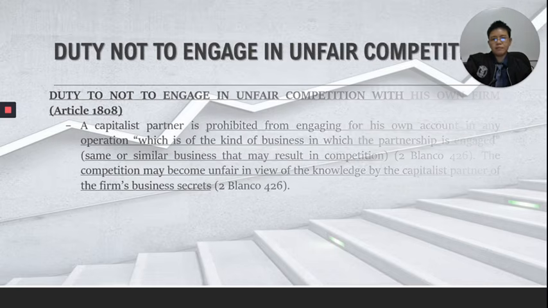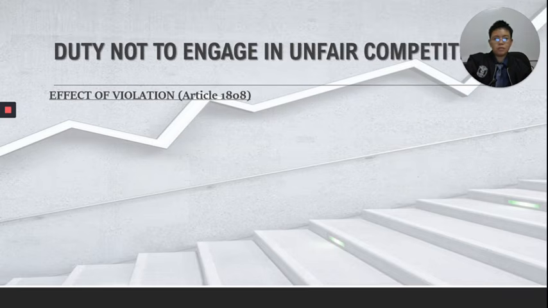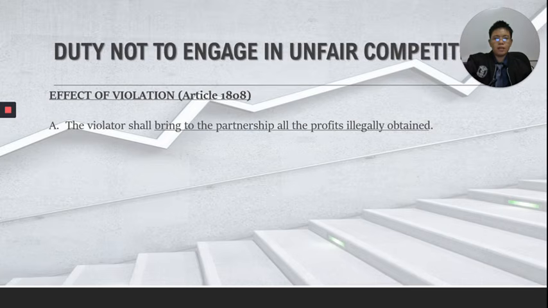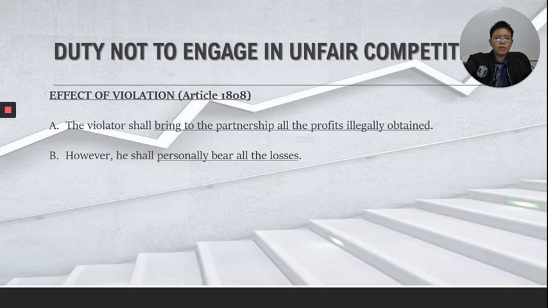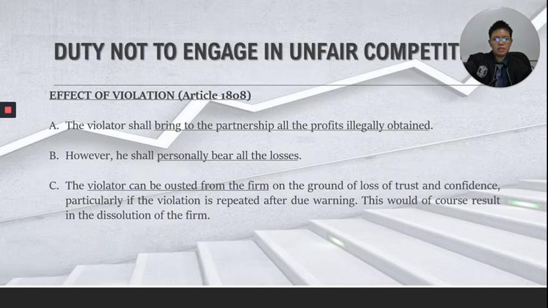Yan. What else? Violation. What are the effects if you violate 1808? The capitalist partner who violates this provision will bring to the partnership all the profits obtained illegally. What else? Partner will personally bear all the losses. What else? The partner can also be removed from the partnership on the ground of loss of trust and confidence. Remember again, a partnership is a fiduciary relationship. So kung nawala na yung trust and confidence, pwedeng alisin itong capitalist partner na to.